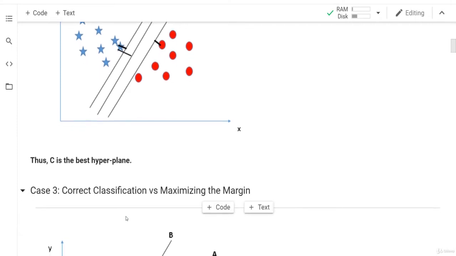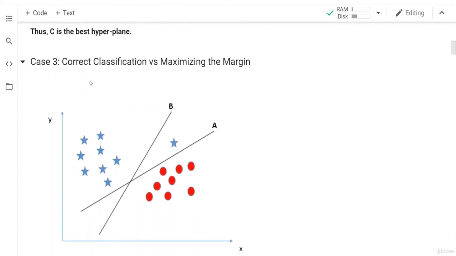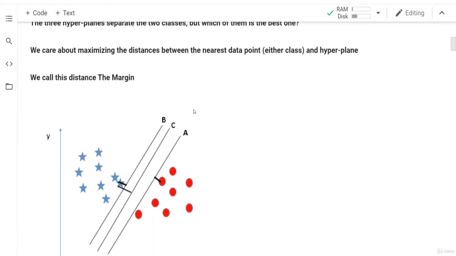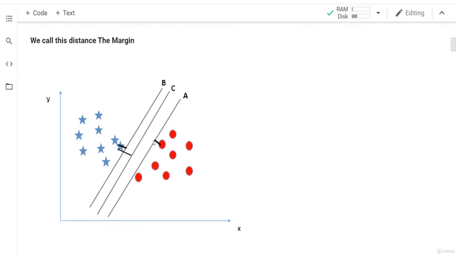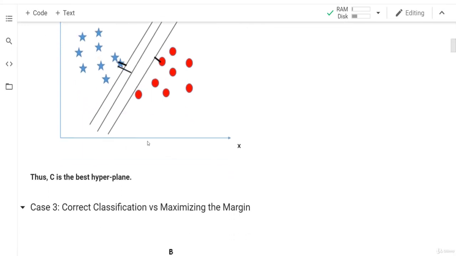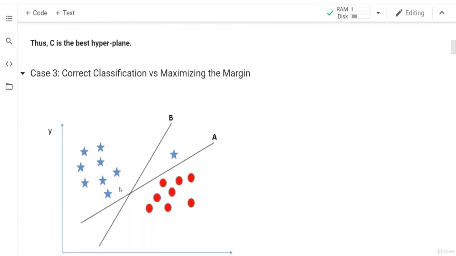Now let's look at the third example. Here we care about correct classification and also about maximizing the margin. Actually, here we didn't really care about correct classification because the 3 hyperplanes are classifying the data points correctly, so here we care about maximizing the margin only. Now let's look at A and B. For A, we are classifying all the data points correctly. But for B, we are misclassifying this star; it will be classified as a circle.